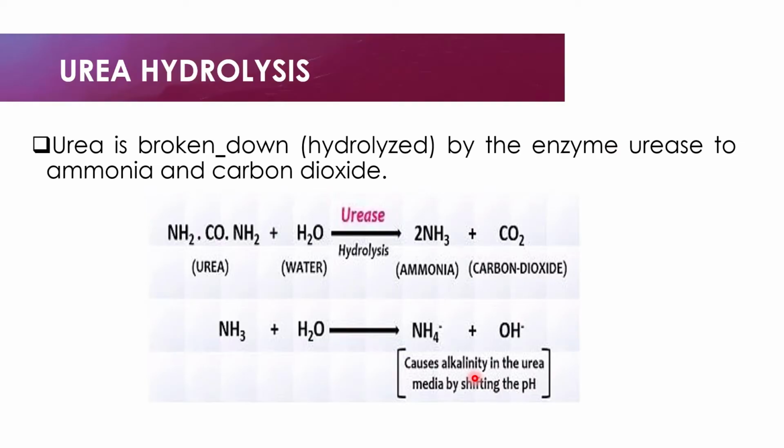Urea hydrolysis. First of all, what we have to notice is that urea is broken down by the enzyme urease in the presence of water to ammonia and carbon dioxide. The ammonia produced in an aqueous solution will react with water to produce ammonium ions and OH ions, which causes alkalinity of the medium by increasing the pH. And this is the chemical equation showing how urea is being hydrolyzed by the enzyme urease into ammonia and carbon dioxide.